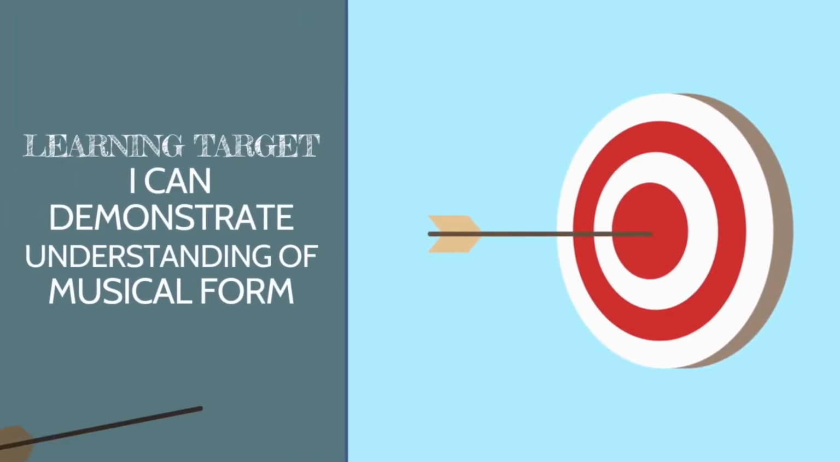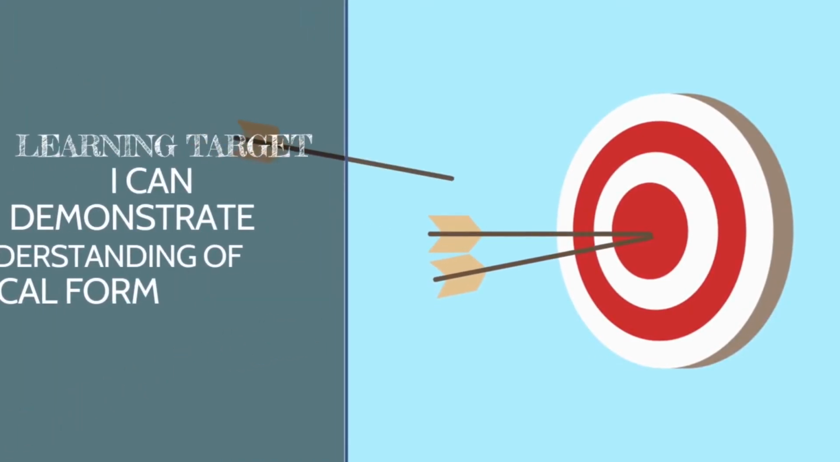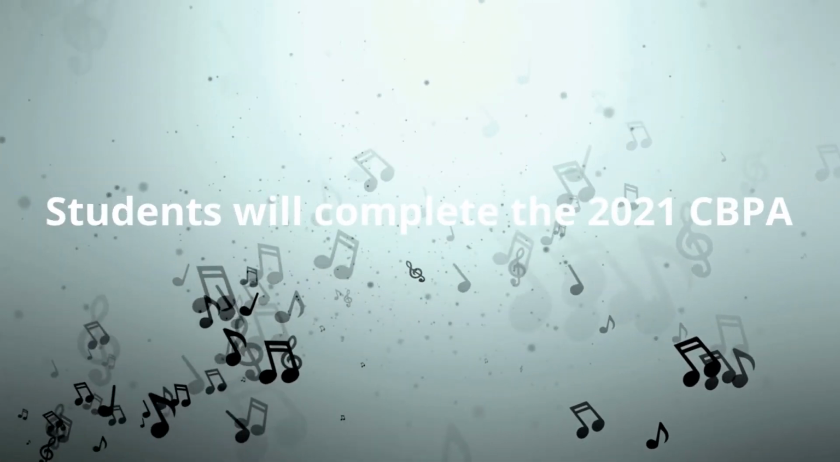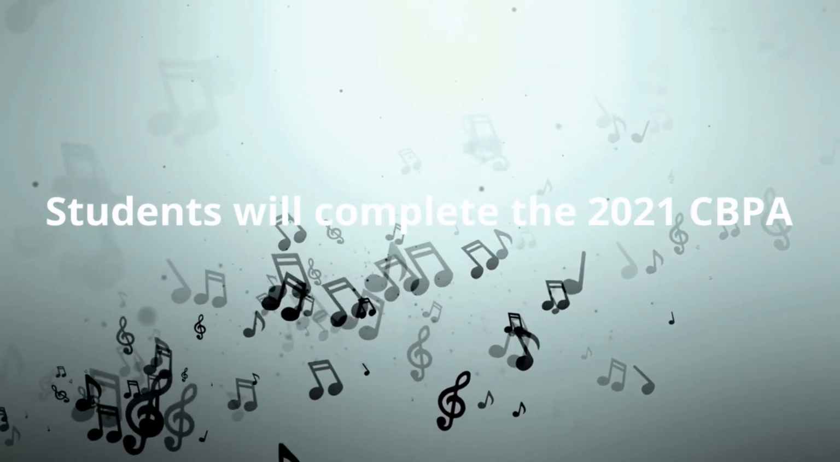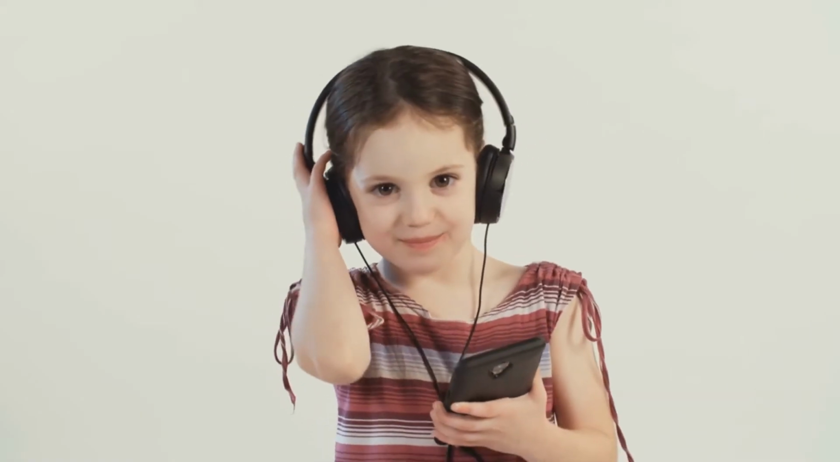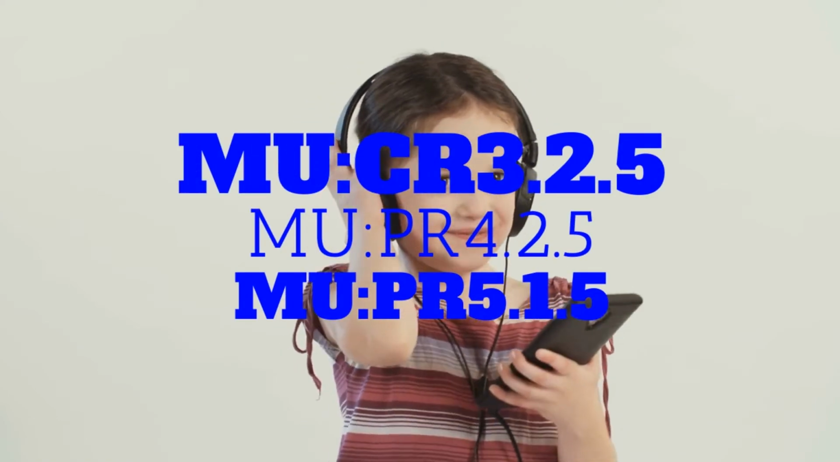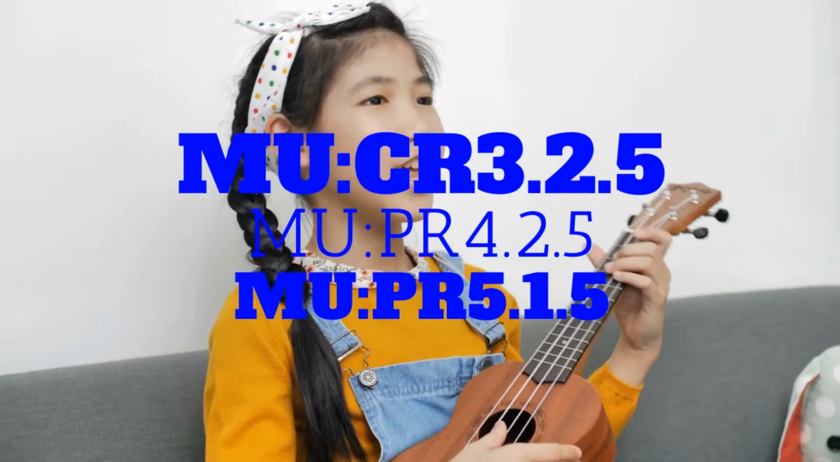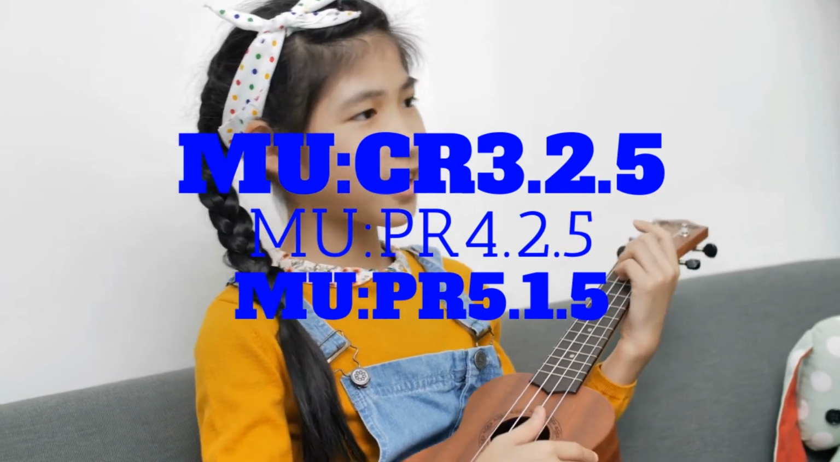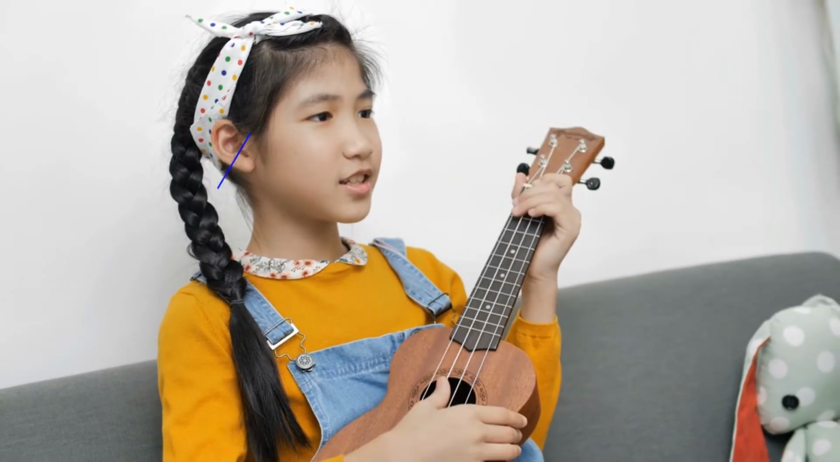Today's learning target is I can demonstrate understanding of musical form. And today's success criterion is students will complete the 2021 classroom-based performance assessment and demonstrate the ability to perform a piece of music in rondo form.